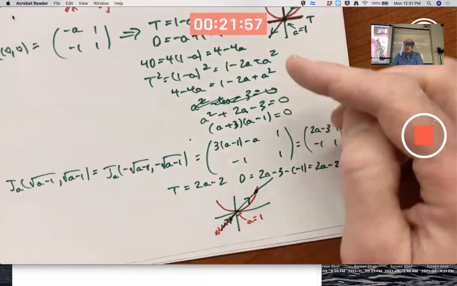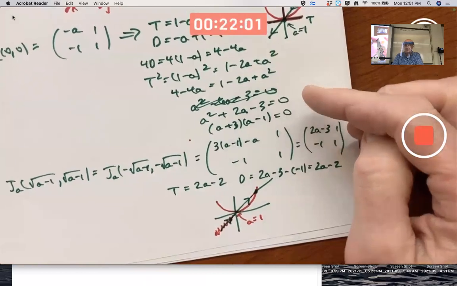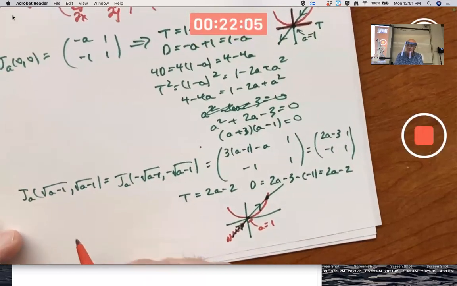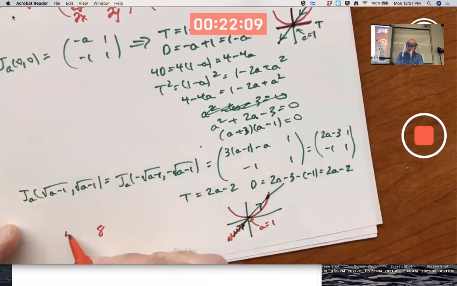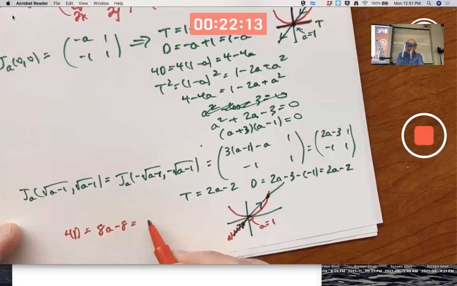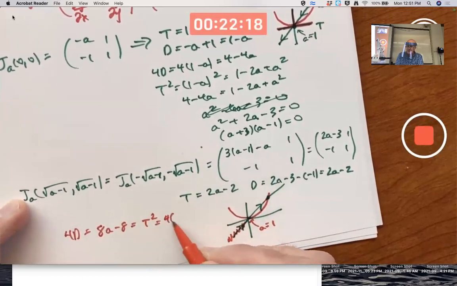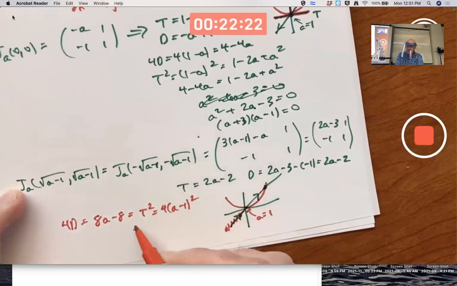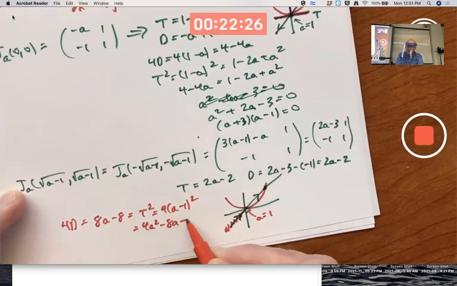By once again doing the same kind of thing as I did before. Can I do that quick in my head here? No, probably not in my head, but 4d is going to be 4 times this, so it will be 8. It's 4d here, 8a minus 8, and that's got to equal t squared. Square this, you get 4 times a minus 1 squared, which expands to 4a squared minus 8a plus 4.